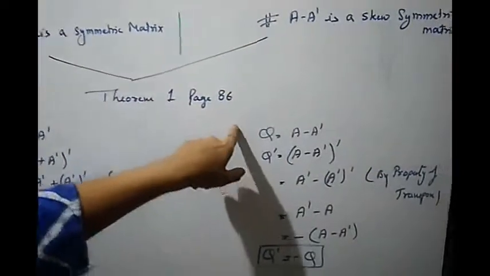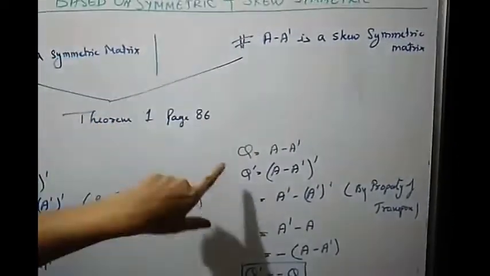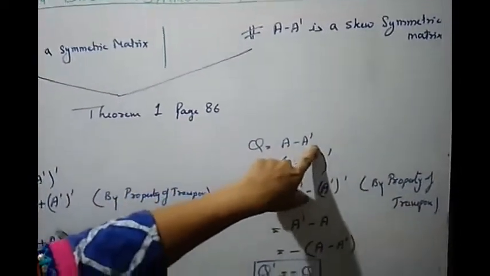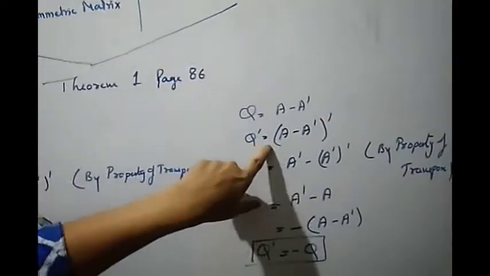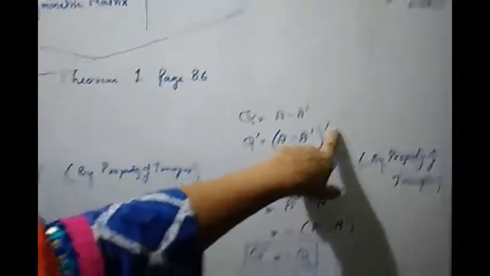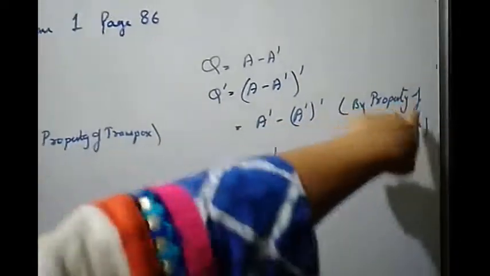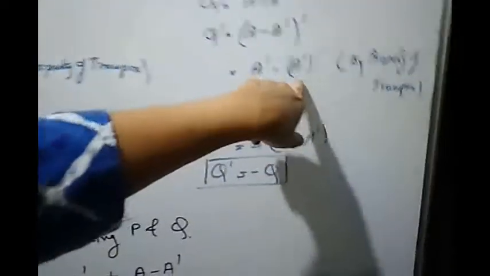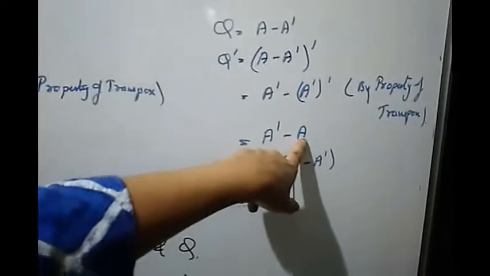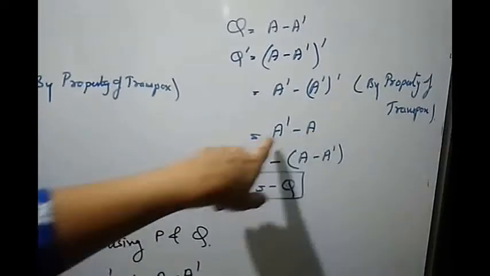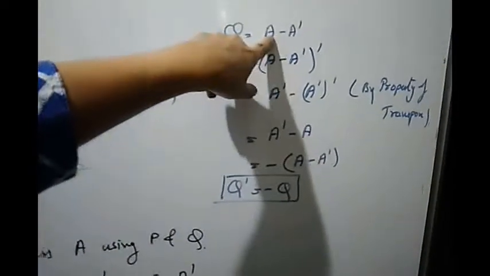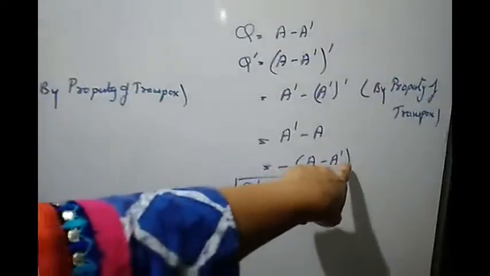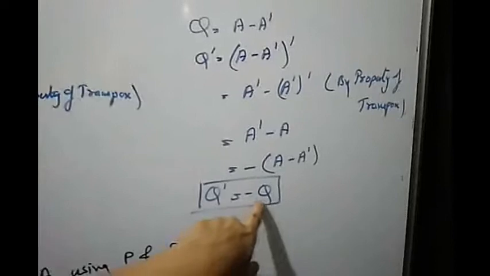Similarly, for the Q matrix, Q is equal to A minus A transpose. Then Q transpose will be equal to A minus A transpose, the whole transpose. Again by property of transpose, A transpose minus A double transpose. A double transpose will be equal to A itself. Now taking the negative sign common, you will be getting minus of A minus A transpose, that is equal to minus Q.